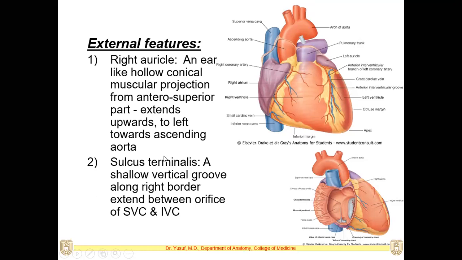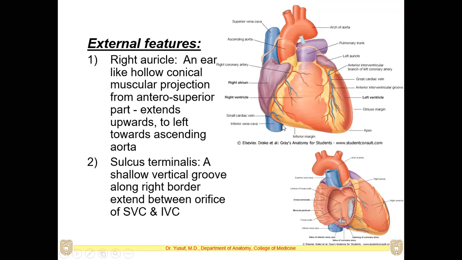Apart from that, there is a very important sulcus, which is called the sulcus terminalis. There is a sulcus here called the sulcus terminalis. It is a shallow vertical groove along the right border that extends between the orifice of the superior and inferior vena cava. It extends all the way from the superior vena cava up to the inferior vena cava. This is called the sulcus terminalis. Two important structures you can see: one is the auricle and the second is the sulcus terminalis.